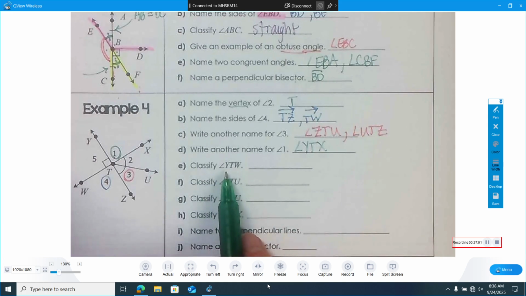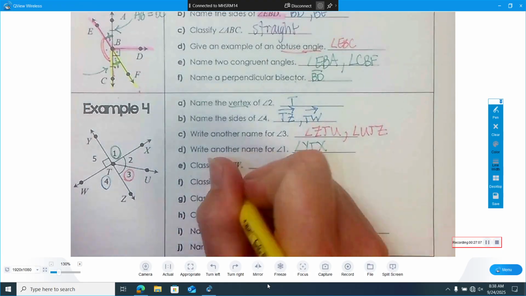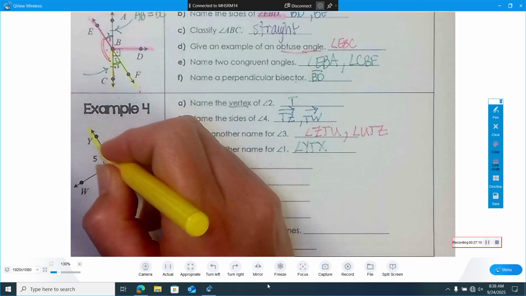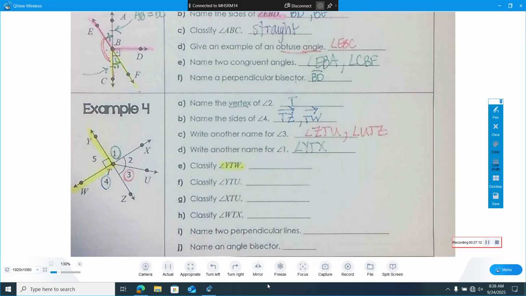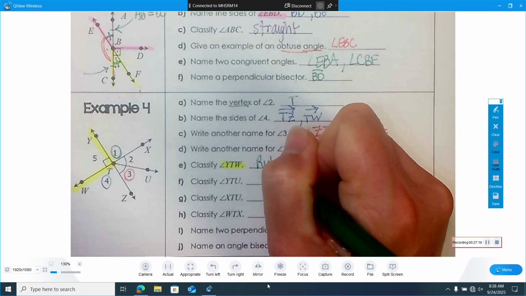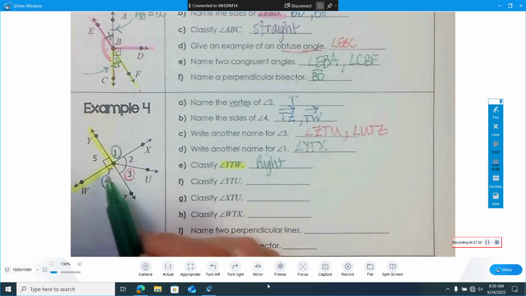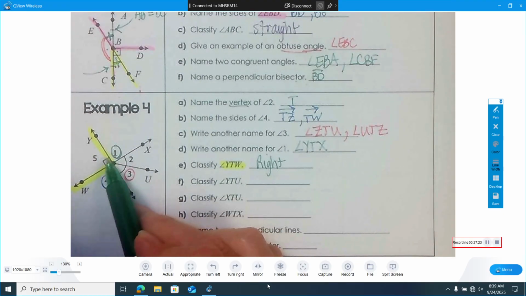Classify angle YTW. Let's look carefully. YTW is highlighted in yellow. What kind of angle is that? A right angle. Very good. How do we know it's a right angle? We got that little box in the corner.